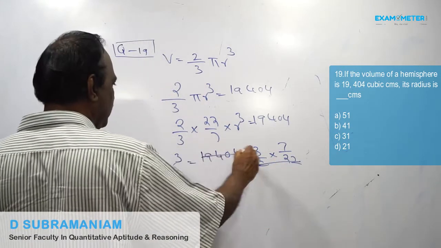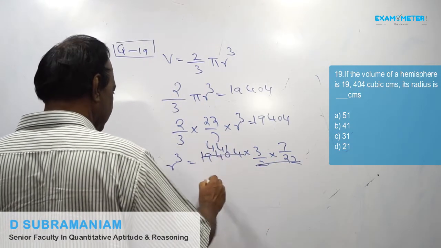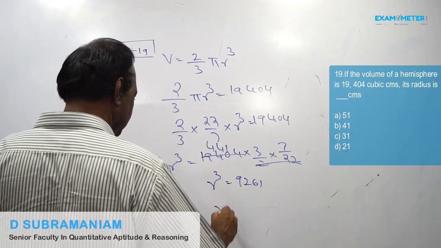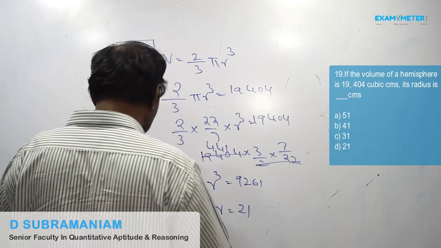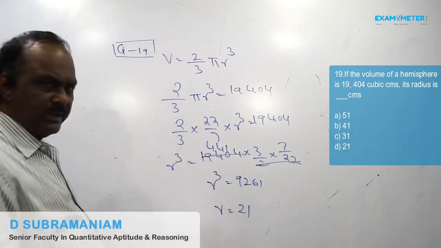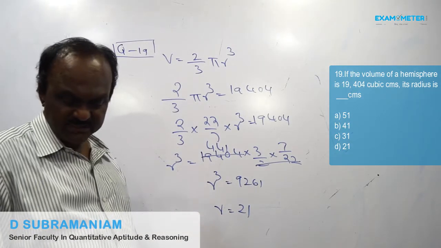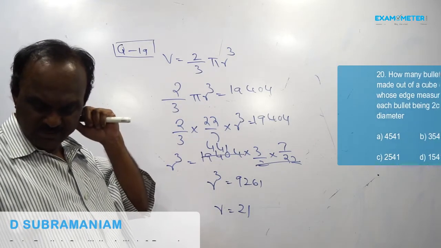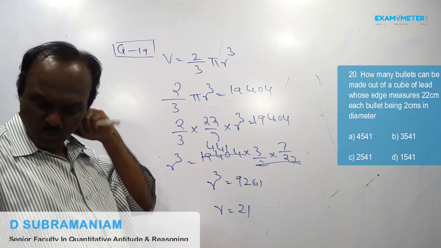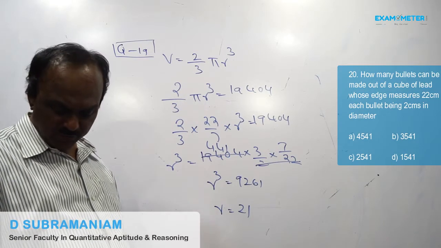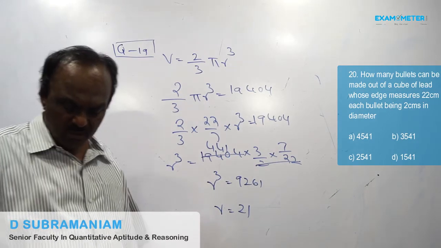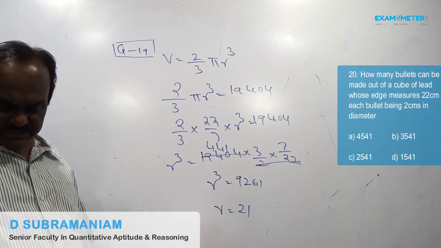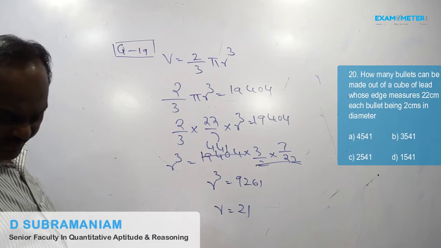This will go for 41 times. R is equal to 21. So answer is C, 21. Question number 20. How many bullets can be made out of a cube of lead whose edge measures 22 centimeter, each bullet being 2 centimeter in diameter?